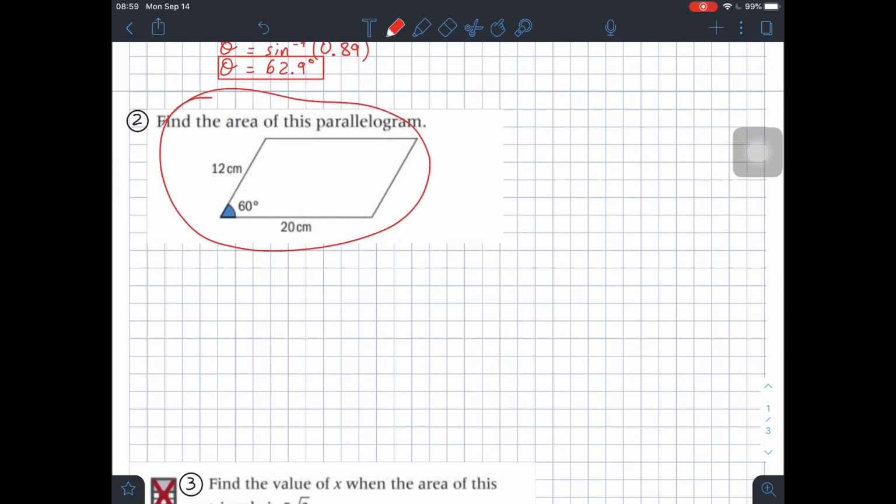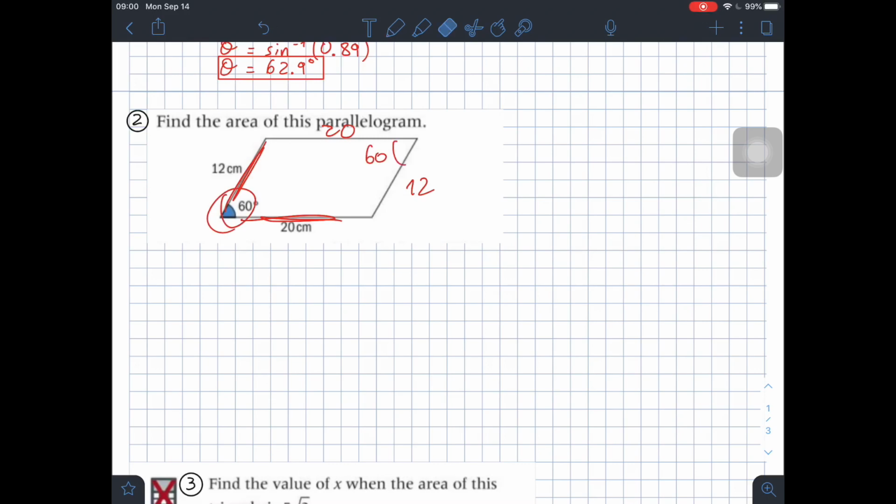For this one, it says find the area of the parallelogram. So we want to find the area of all of this figure. And for that, we have this side, and this angle. If you remember the concept of a parallelogram, parallelogram means that this side is parallel to this side, and that this side is parallel to this side. And if all of those sides are parallel, it means that they must be the same, right? So if this is 12, then this is 12. And if this is 20, then this is also 20. And if this is 60, then this should also be 60. Okay, so those are things you should know by reading the name parallelogram.